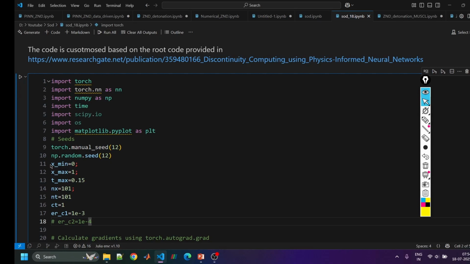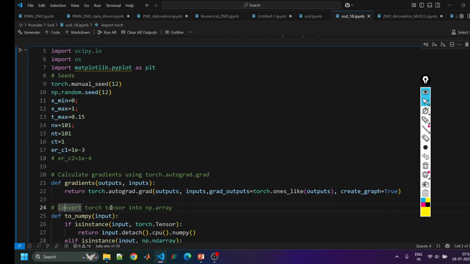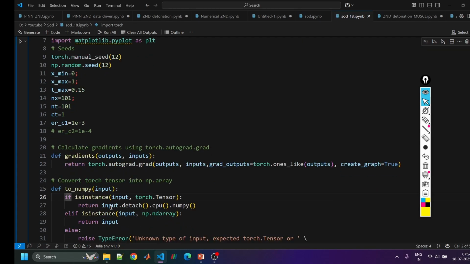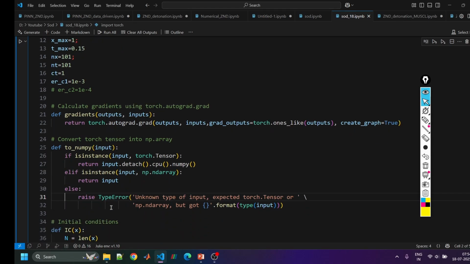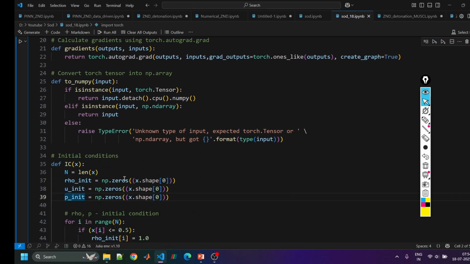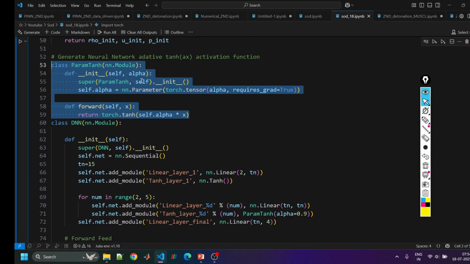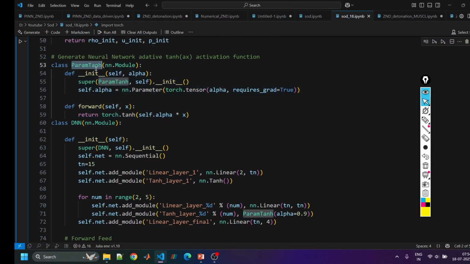This is the domain setup and number of points in space and other stuff. I hope you are very familiar with this because we already saw this in the last few demos. This is the initial condition for the shock tube problem. Here we have also used the parametric tanh. We already used this parametric tanh in one of our test cases. I think we used it for the heat equation.